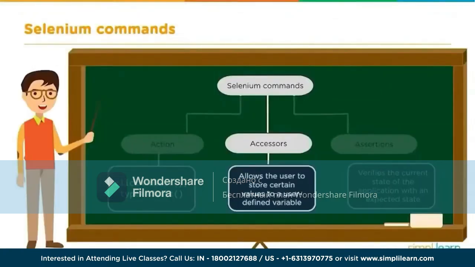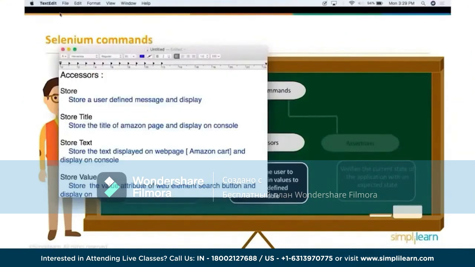Accessors. Accessors are the Selenium commands that examine the state of an application and store the results in a variable. So these are the commands which allow the user to store certain values into user defined variables. And these stored values can later be used either to create assertions or verification points. So let's see some of the store commands in action. I have a few store commands here which I'll be demoing.